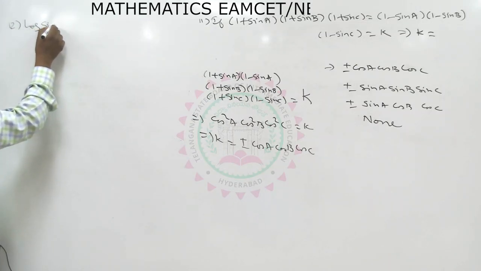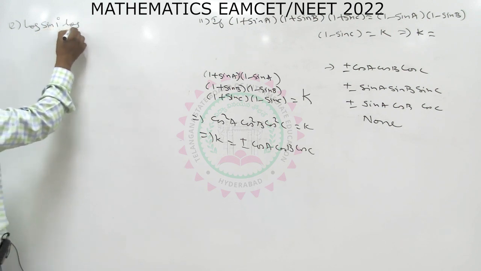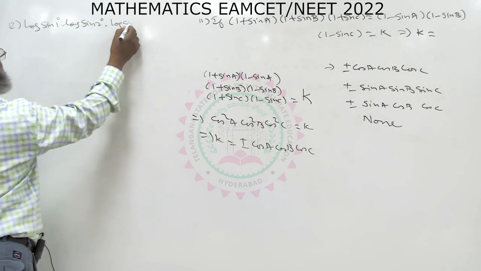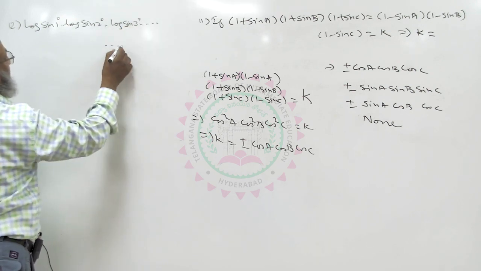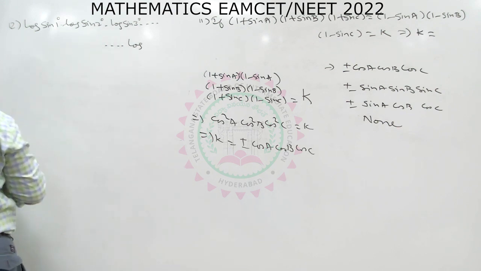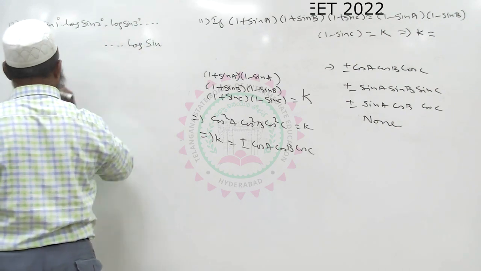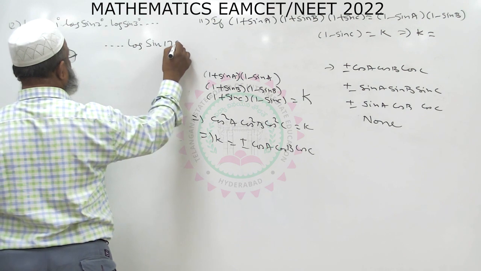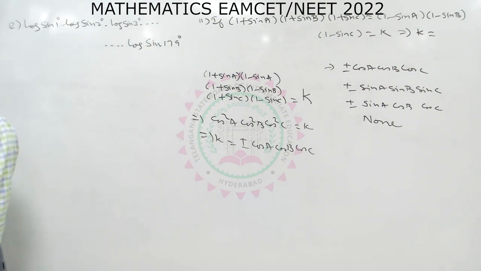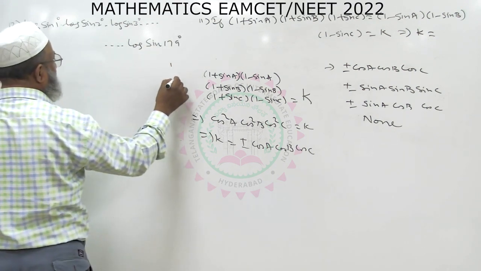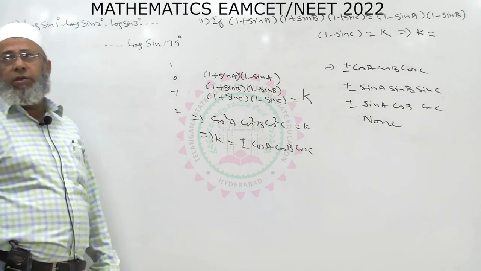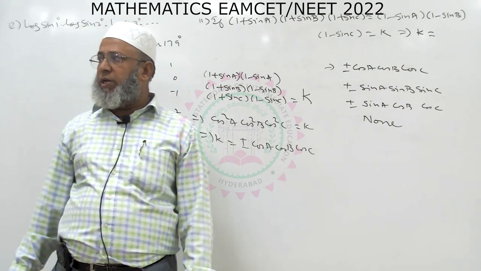Log of sin 1 degree into log of sin 2 degree into log of sin 3 degree up to log of sin 179 degree. Options are 1, 0, minus 1, 2.